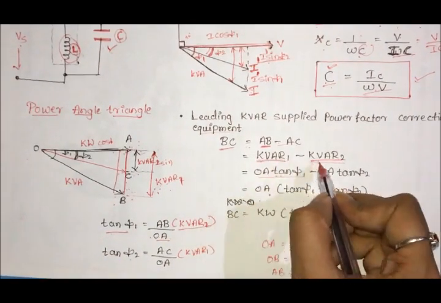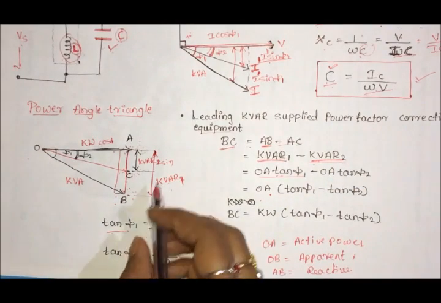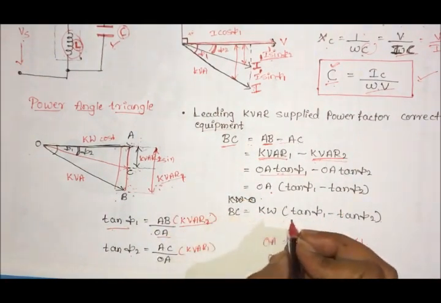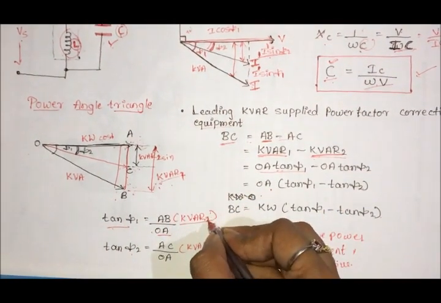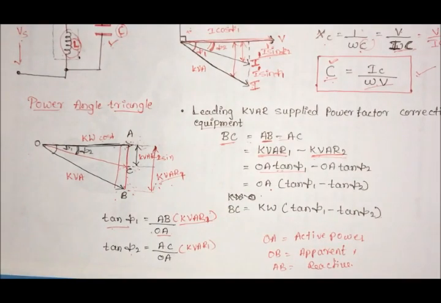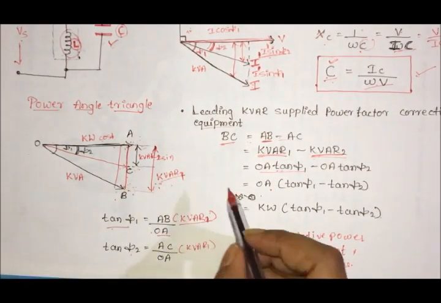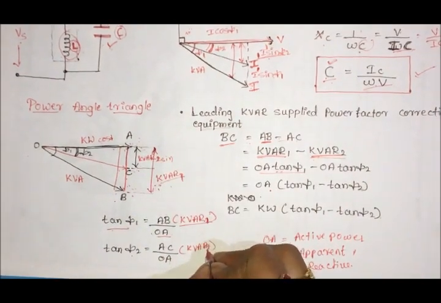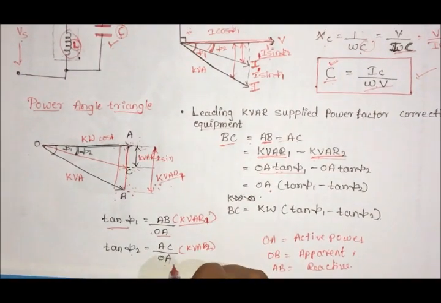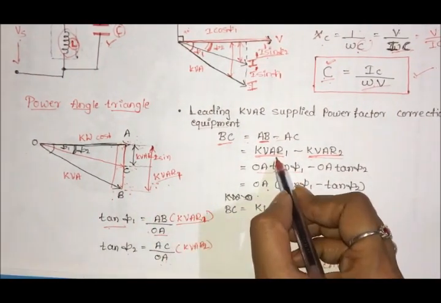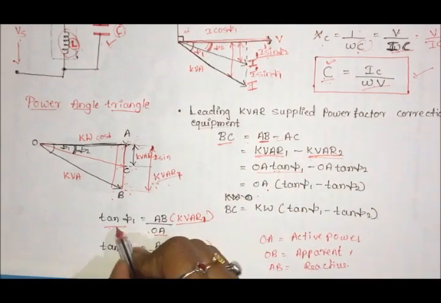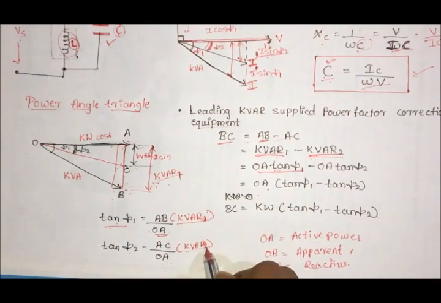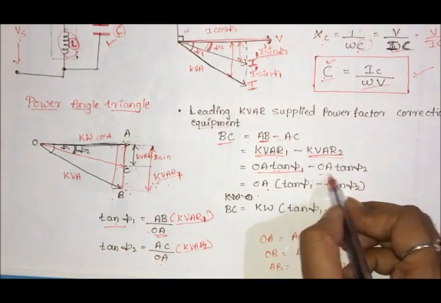So here we have kVAR 1 and kVAR 2. AB is nothing but my kVAR 1, so I have written it as kVAR 1. Next, tan phi 2 is equal to AC divided by OA, where AC is kVAR 2. So I am going to simplify here. kVAR 1 is equal to OA into tan phi 1, and kVAR 2 is equal to OA into tan phi 2.